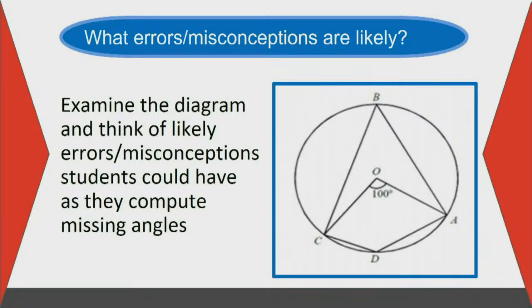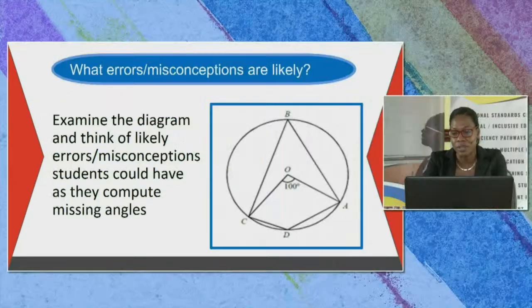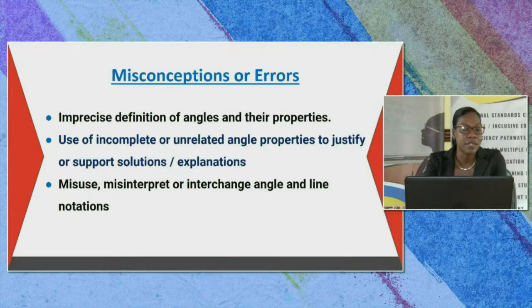All right, so we see in this diagram that there are two quadrilaterals, to be specific: quadrilateral ABCD, and quadrilateral AOCD. Of course, the misconception would be to think that quadrilateral AOCD represents a cyclic quad, and of course, they would apply the properties of a cyclic quad to that quadrilateral.